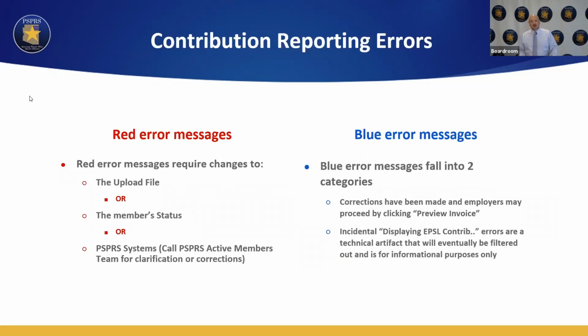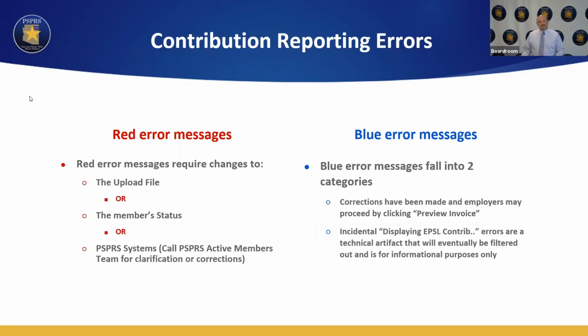And then, of course, our system is not infallible. So it may require contact with our active members team so that changes can be made internally to the member's account. It may be something as simple as a social security number or birth date. But again, we can make changes that will allow your file to be accepted as well. Reviewing the blue error messages again, strictly speaking, these are corrections that have been identified by our system. We've made those corrections and we're simply asking you to acknowledge them and accept them.